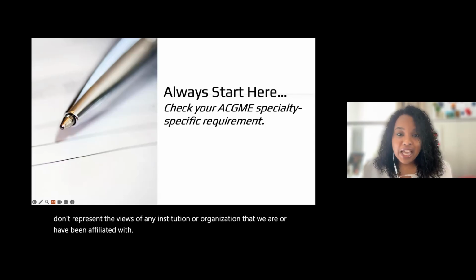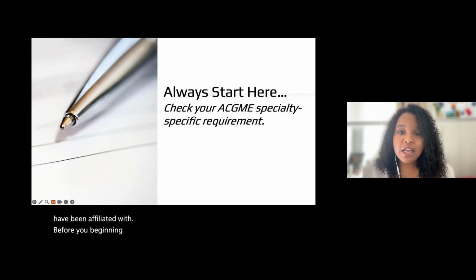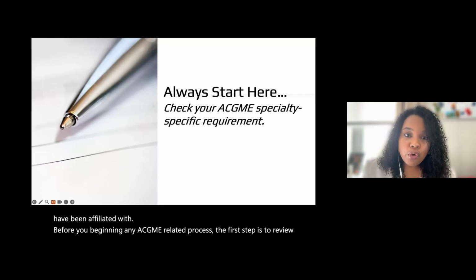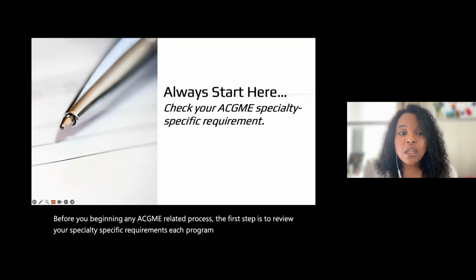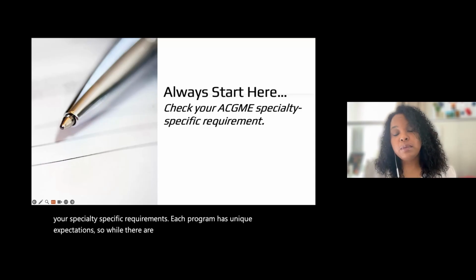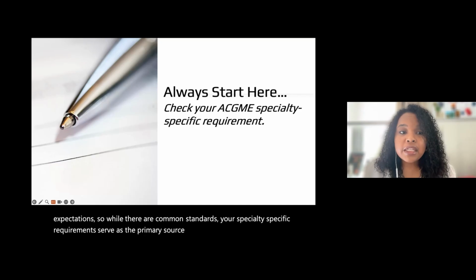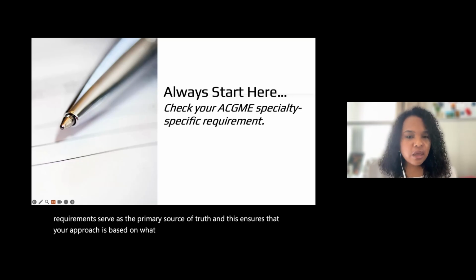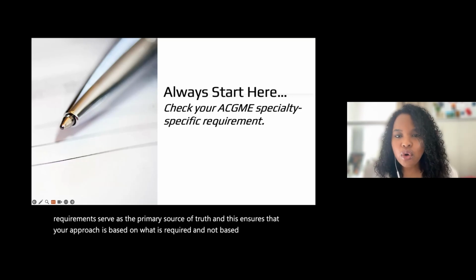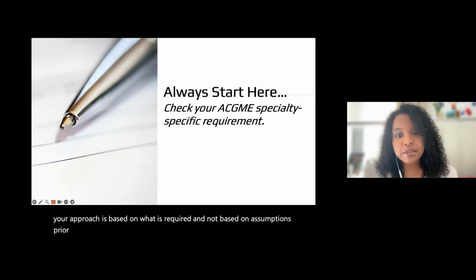Before beginning any ACGME related process, the first step is to review your specialty specific requirements. Each program has unique expectations. So while there are common standards, your specialty specific requirements serve as the primary source of truth. And this ensures that your approach is based on what is required and not based on assumptions, prior practice, or comparisons to other programs.